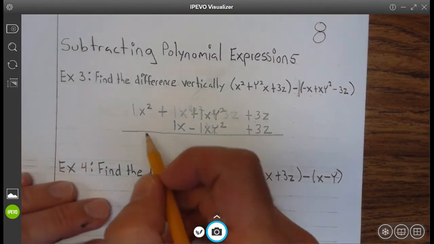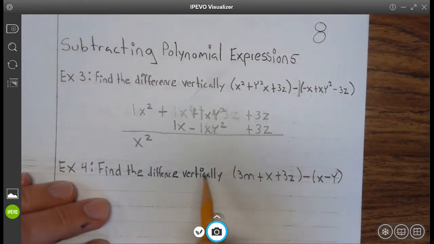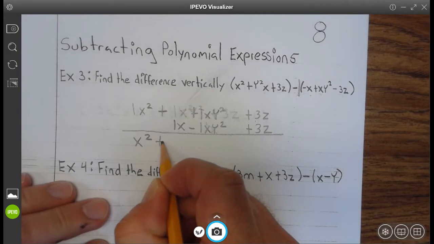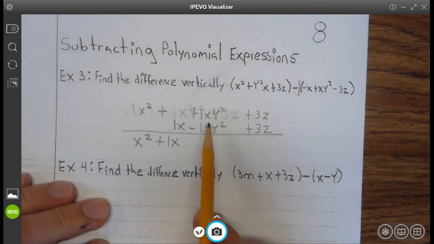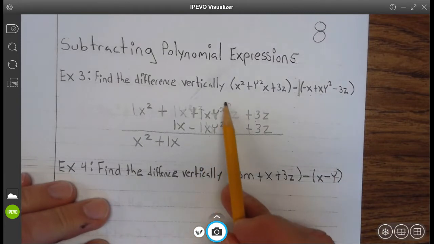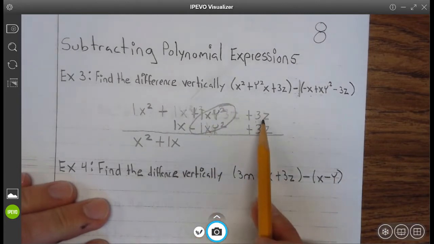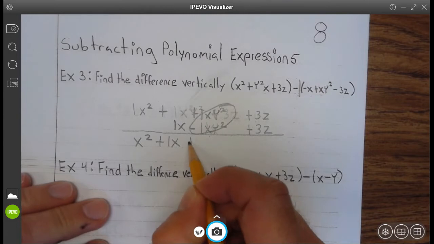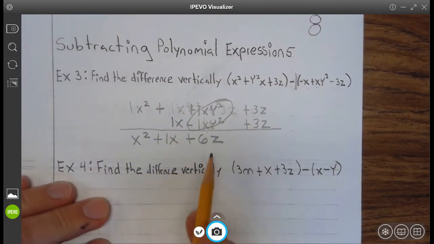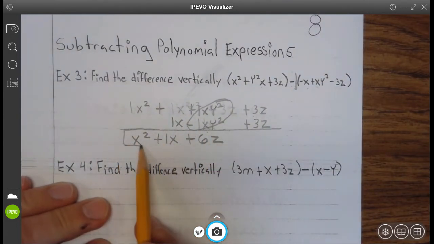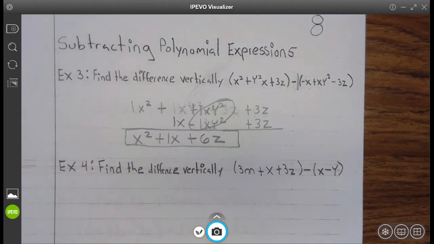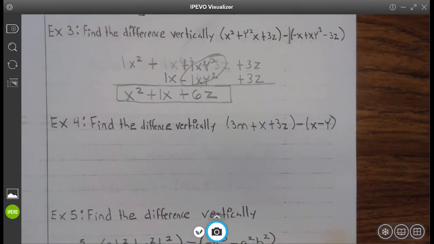Okay, so now we have x squared plus 1x. 1xy squared minus 1xy squared is 0. And then 3z and 3z is plus 6z. All right, go and finish up example 3. All right, example 4. Find the difference vertically.